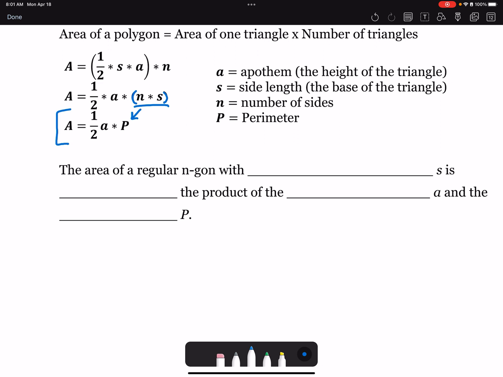So the area of a regular n-gon with side length s is 1/2 the product of the apothem and the perimeter.